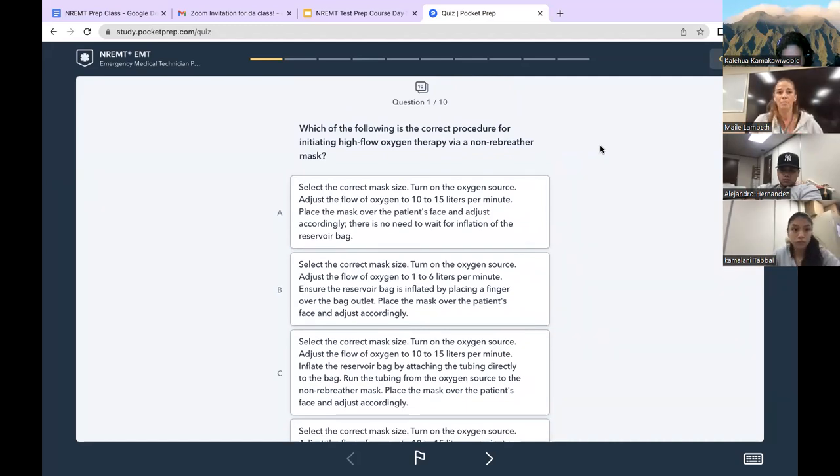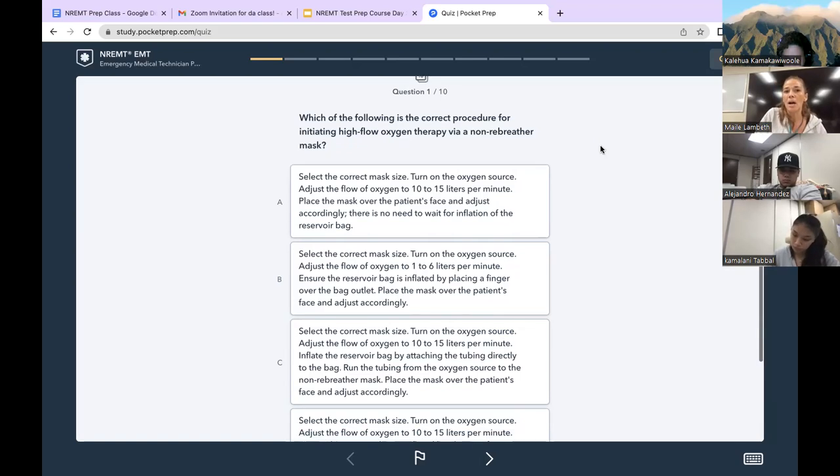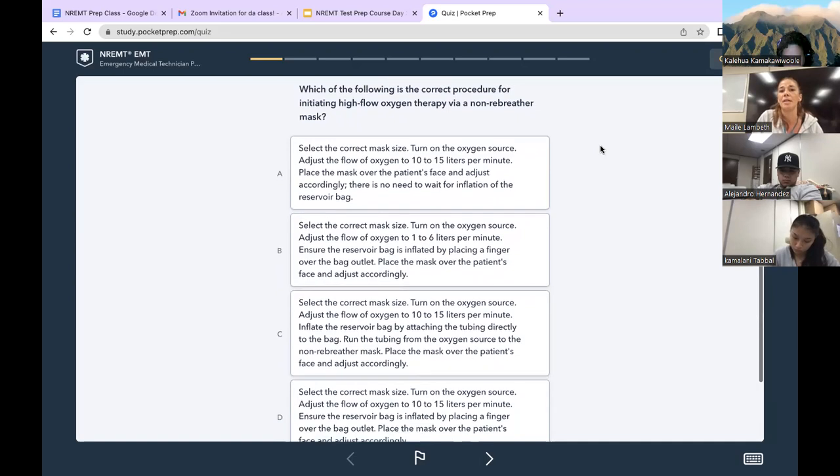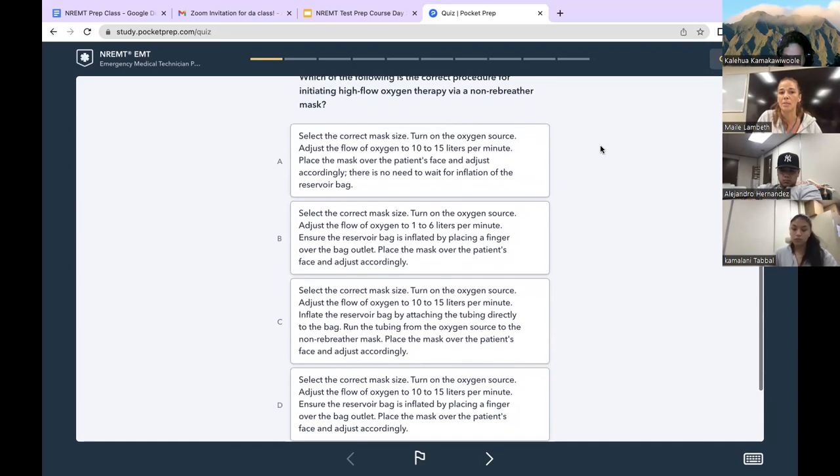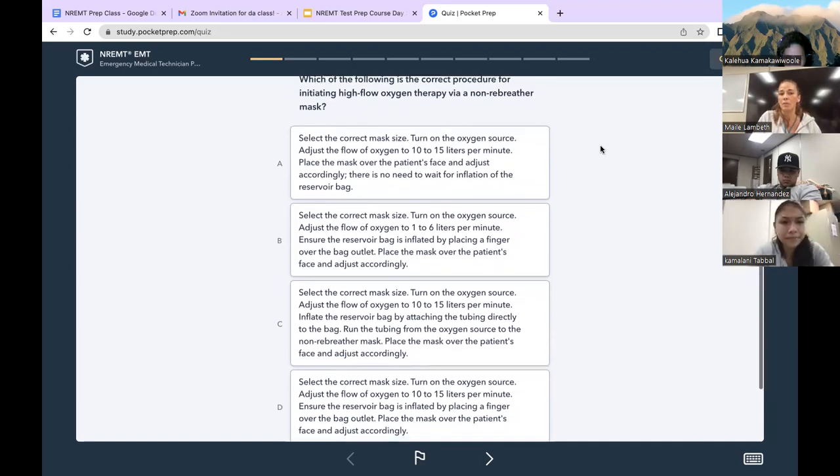Which of the following is the correct procedure for initiating high flow O2 therapy via a non-rebreather mask? Let's take a look at the first one. Your option is: select the correct mask size, turn on your oxygen, adjust the flow to 10 to 15 liters per minute, place the mask over the patient's face, adjust accordingly. There is no need to wait for inflation of the reservoir bag.